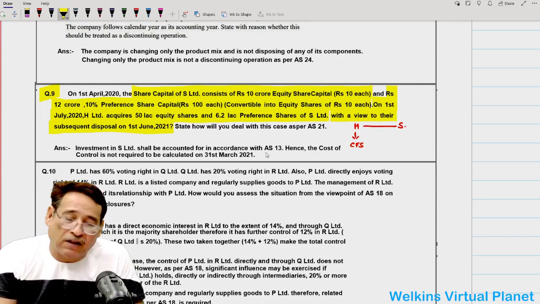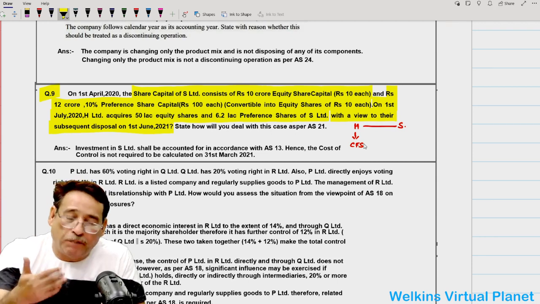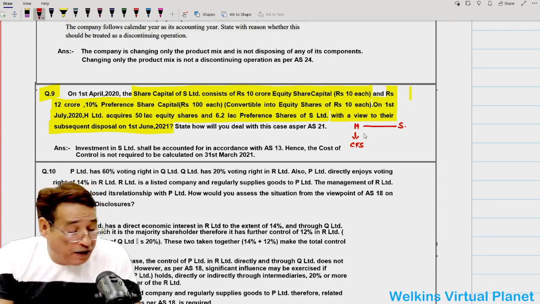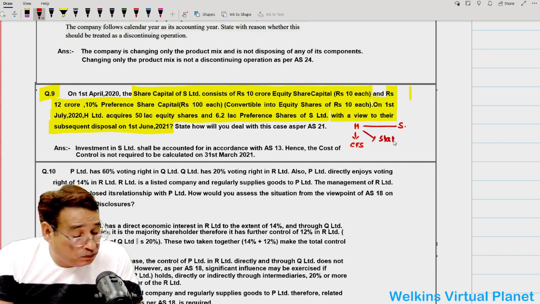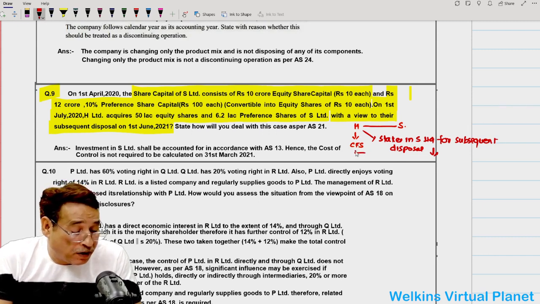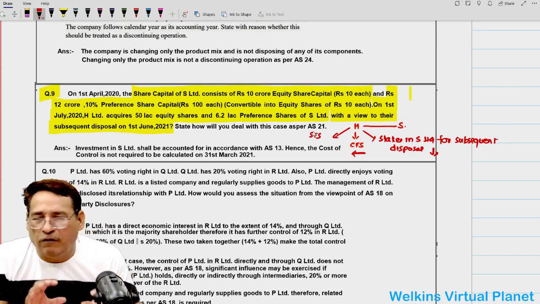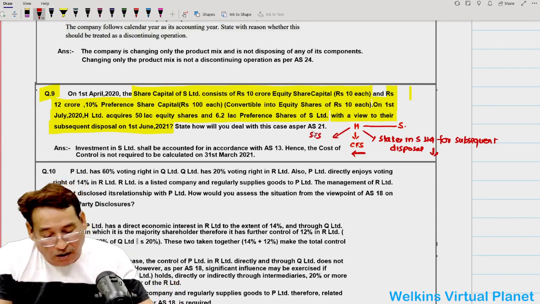So in this question, instead of writing this line, you should better write that as per AS 21, if the parent holds shares in a subsidiary company for the purpose of subsequent disposal, here the holding company is having stakes in S Limited for subsequent disposal. So that is why H Limited need not prepare consolidated financial statements. However, in their separate financial statements, H Limited will account for the investment. Of course, they will account for the investment as per AS 13 and of course at cost. Correct?